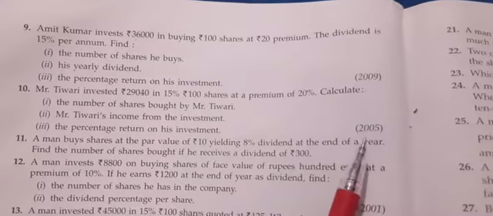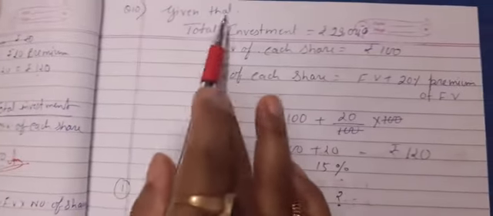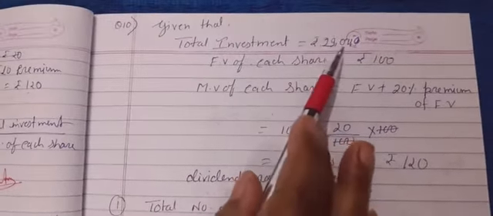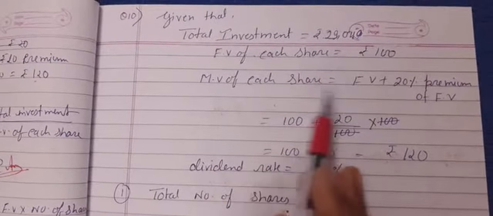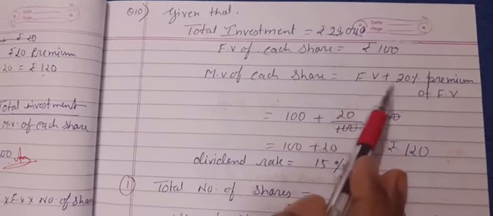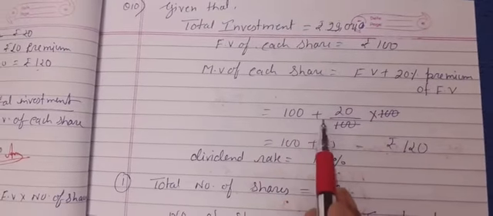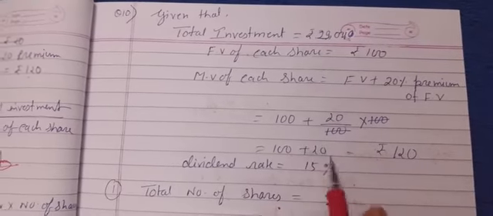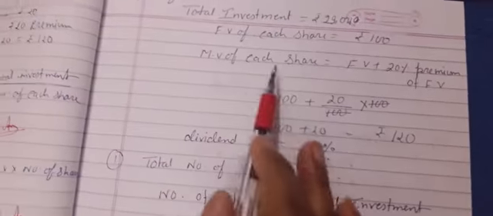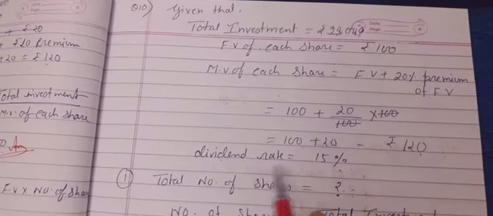Okay, this is again a board question of 2005. So let's see how I have solved this sum. Given that total investment is rupees 29,040, face value of each share is 100 rupees, market value we have calculated as FV plus 20% premium of FV. So I have written 100 plus 20% of 100, so 100 cancels, meaning 20 rupees. So it is 100 plus 20, that is, market value of each share is rupees 120. And dividend rate is 15%.